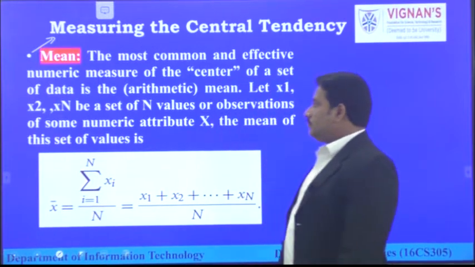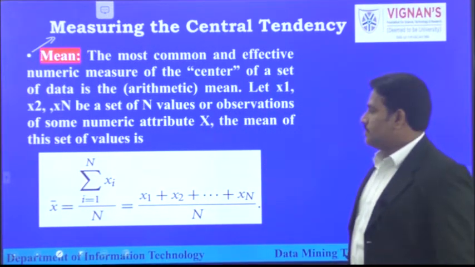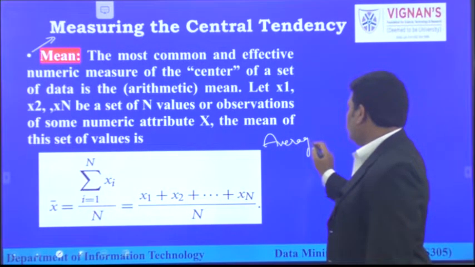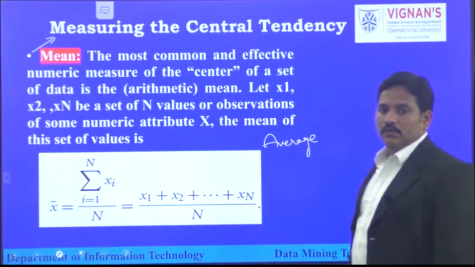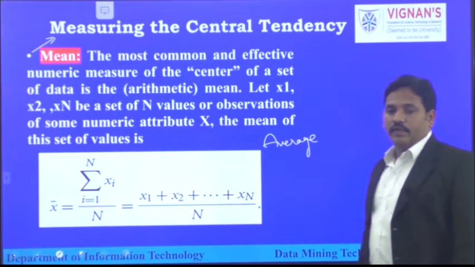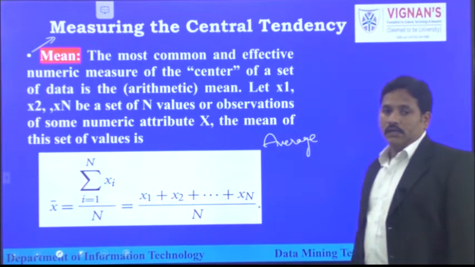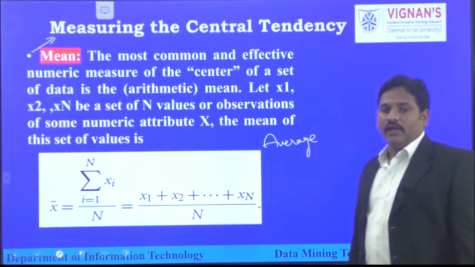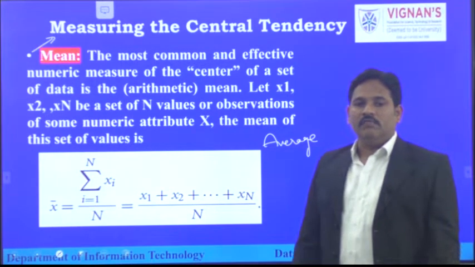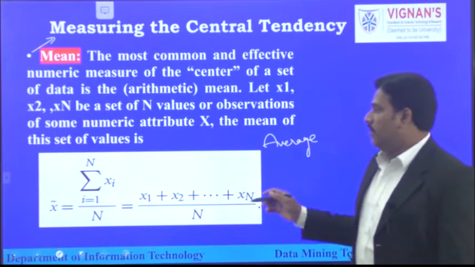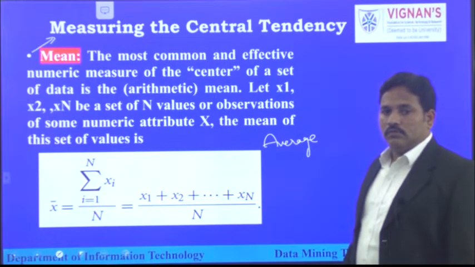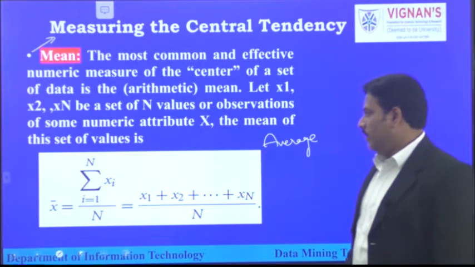the mean value. Generally we call it an average. When we want to find the average of a given set of values, how is it done? The most common and effective numeric measure of the center of a data set is the mean. That means we want to find the average of all the student marks. We want to find the mean value of all the student marks. Here marks are numeric in nature.